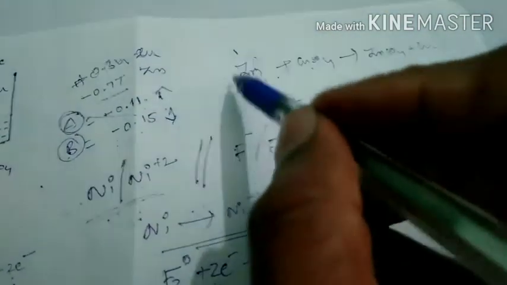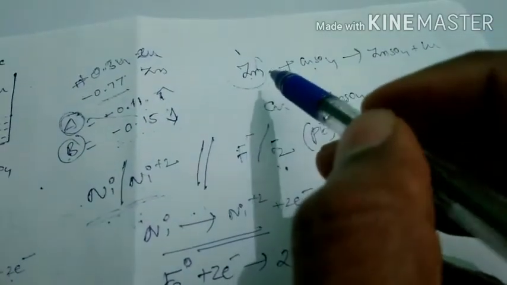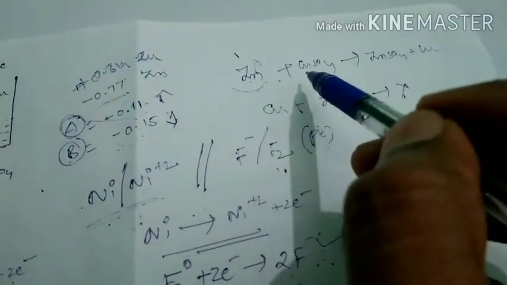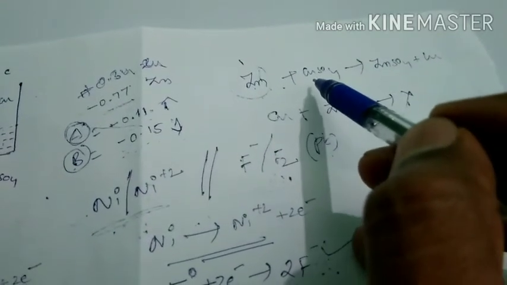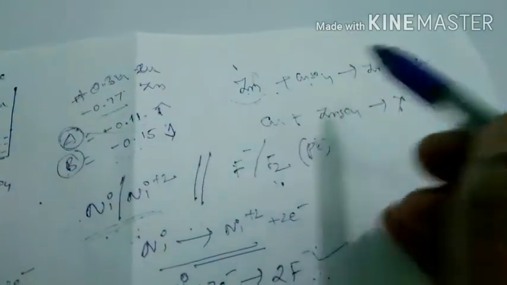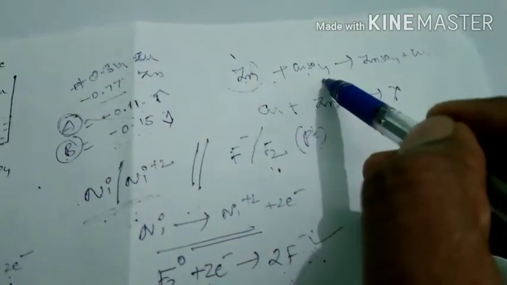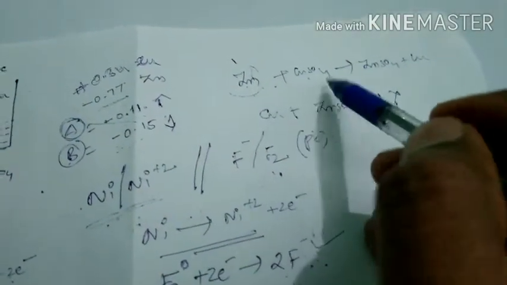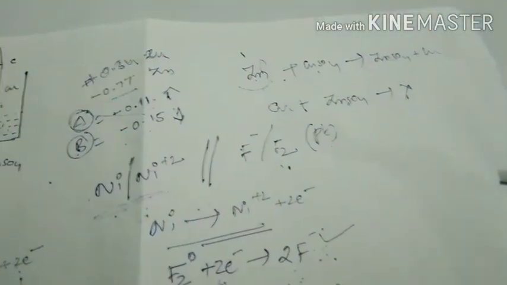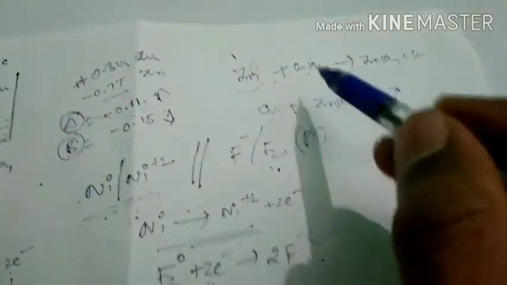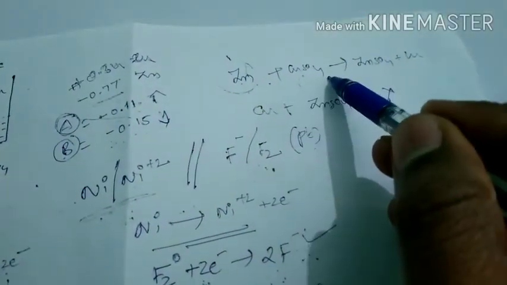Listen carefully. The metal having less SRP replaces or displaces the metal having more SRP from its solution. This is the solution, copper sulfate, which is nothing but the electrolyte. So the point is, the metal having less SRP displaces the metal having more SRP.